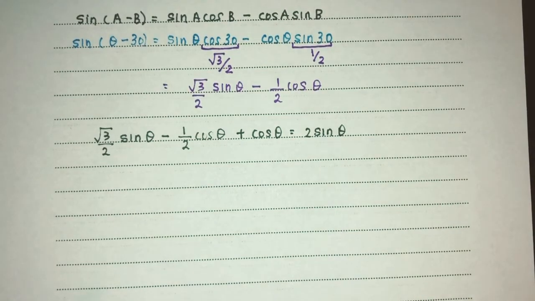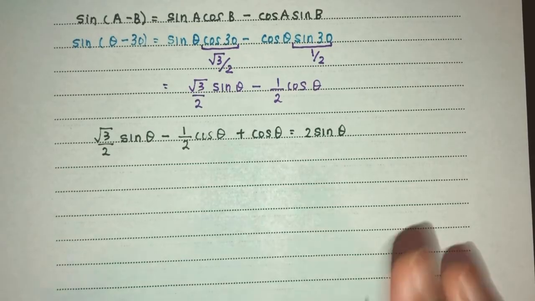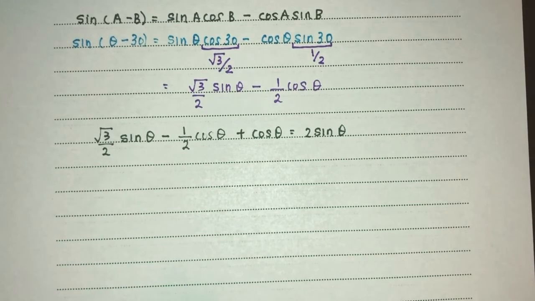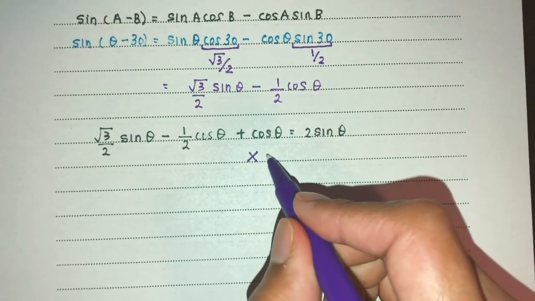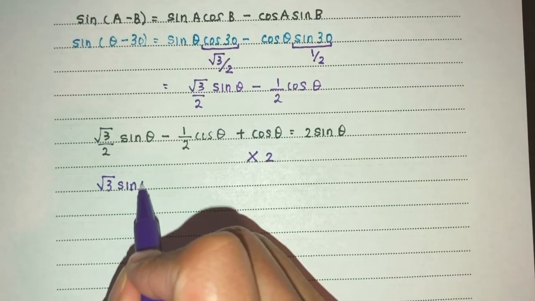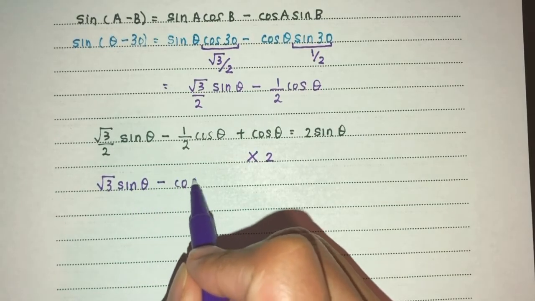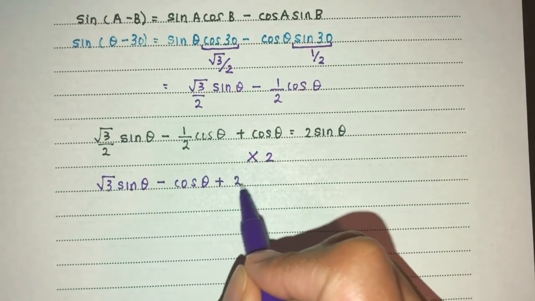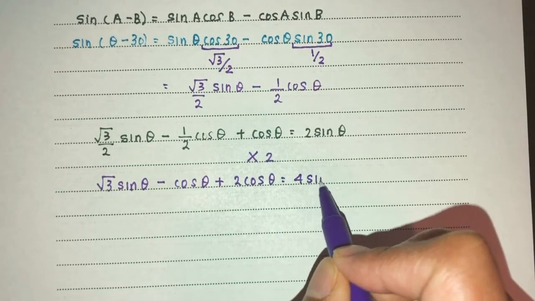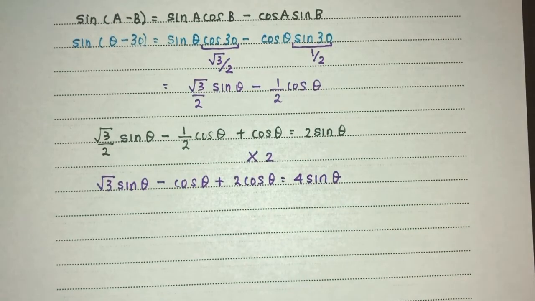Now we have to regroup. Because we have 2 in the denominator, if you want to eliminate it, you can just multiply by 2 everywhere. You will have root 3 sine of theta minus cos of theta plus 2 cos of theta equal to 4 sine of theta. So now we can simplify. Let's bring everything to one side.